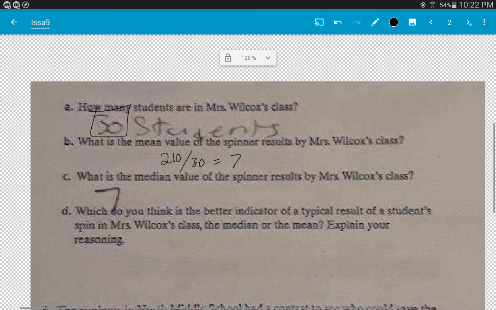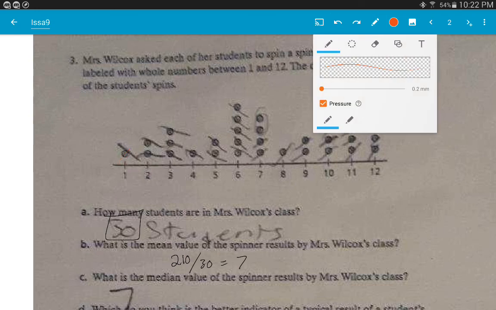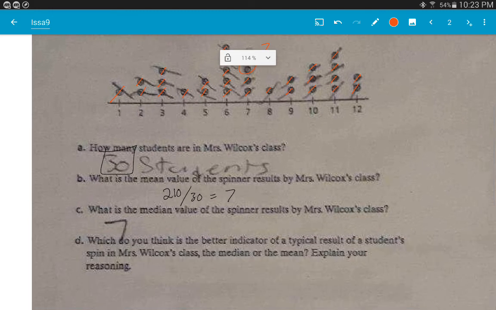The median value of the spinner results, that's not too hard. You're just going to cross out a low and cross out a high, so cross out 1. Cross out a low, and a high, a low, and a high, and so on, until the two numbers left are both 7s, so the median is 7, which is correct.